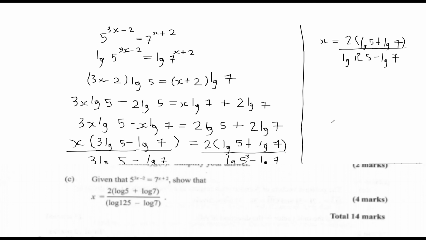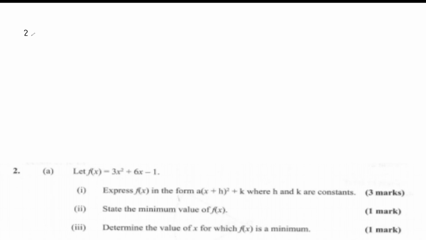Now we're able to move on to question number 2. Question number 2 gives us a function. It says f of x is equal to 3x squared plus 6x minus 1. And then, of course, they're going to ask you to put it in its vertex form, meaning for you to complete the square.